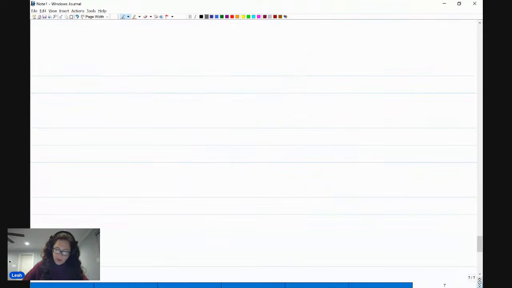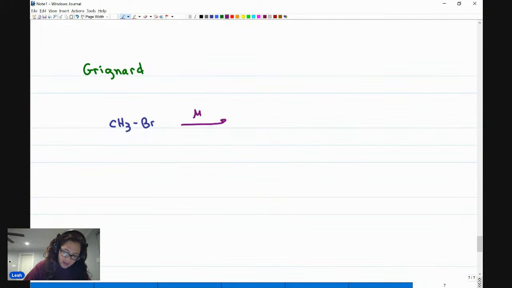So let's jump on over to the Grignard. This came in by popular request to please cover the Grignard reaction. The Grignard is one of my go-to methods when working in synthesis and trying to create a longer carbon chain. The way this works is I have an alkyl halide. Let's go with something simple to start, something like a CH3Br. I react it with magnesium in an ether, because ether is not going to react with the Grignard.